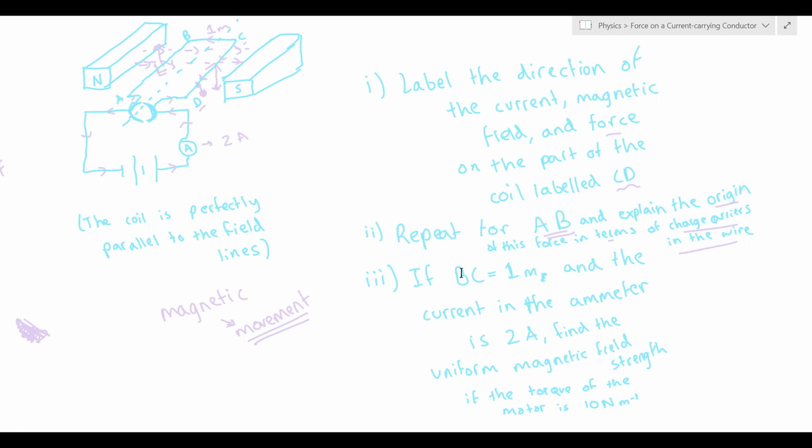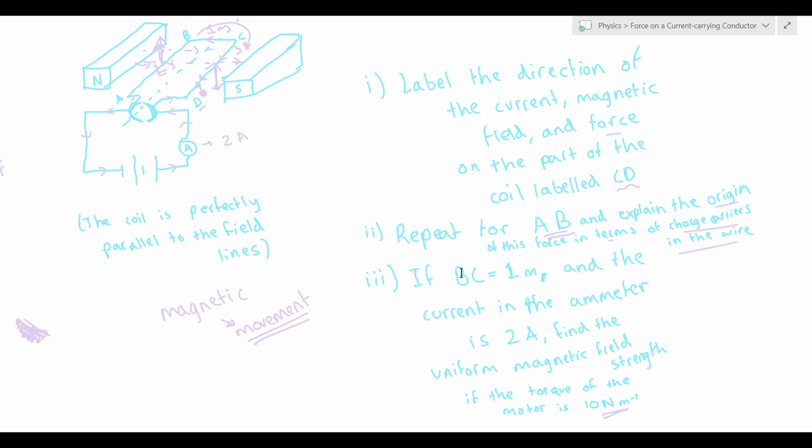Find the magnetic field strength if the torque of the motor is 10 newton meters. Alright, so here we're going to have to use a bit of our knowledge from forces and energy and motion. So first, just observe the fact that since the force on AB is upwards and CD is downwards, this whole coil is going to rotate like this, which is how motors actually turn.